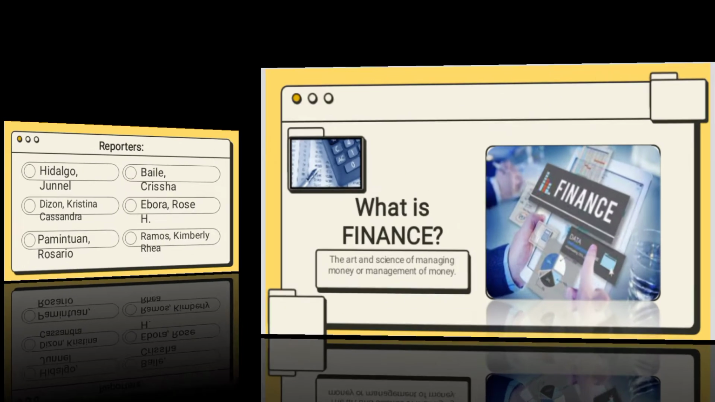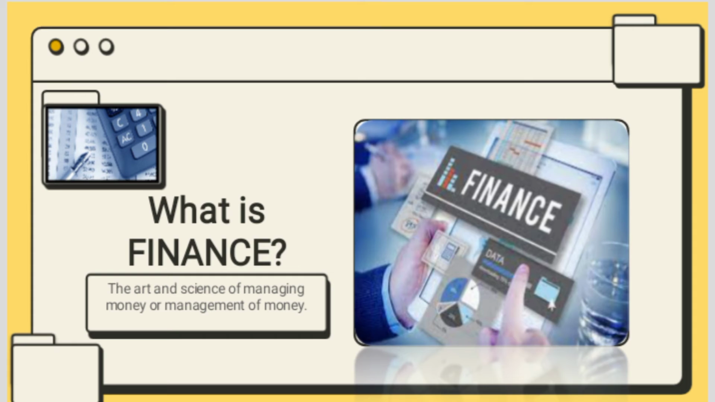What is finance? Finance is defined as the management of money and includes activities such as investing, borrowing, lending, budgeting, saving, and forecasting. The finance field includes three main subcategories: personal finance, corporate finance, and public government finance. Finance is also the art and science of managing money.